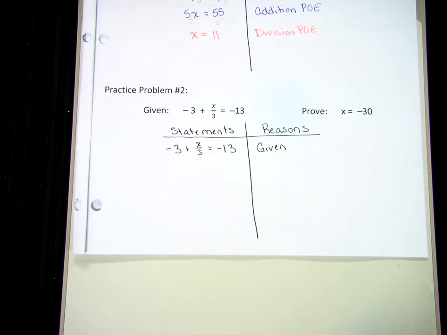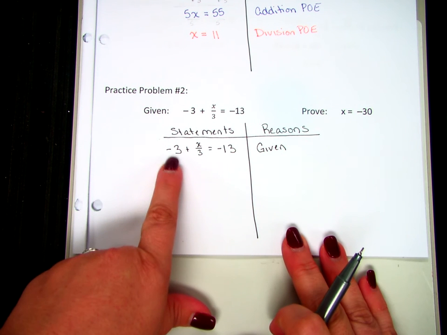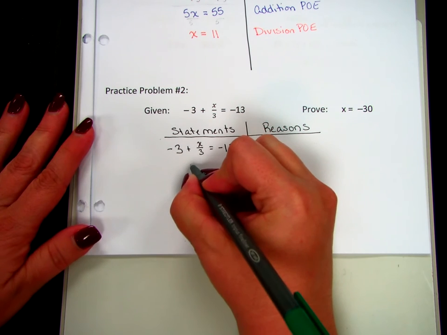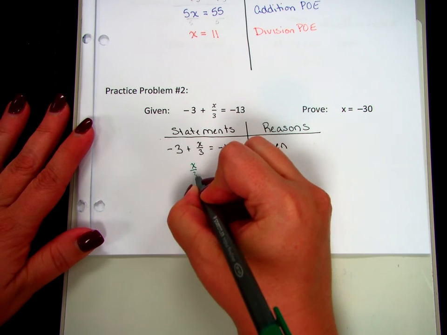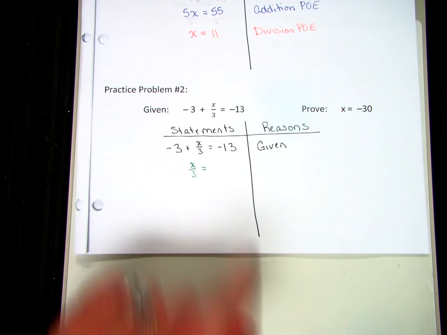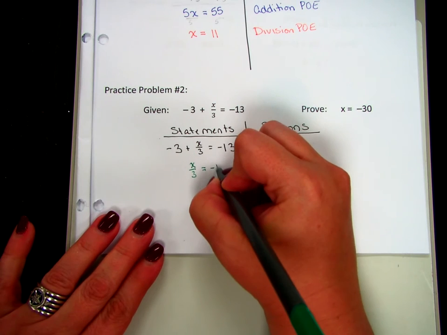Add 3 to both sides. So -3 plus 3 is 0. And 0 plus x over 3 is just x over 3. You said we're going to add it to both sides. So -13 plus 3 is -10.